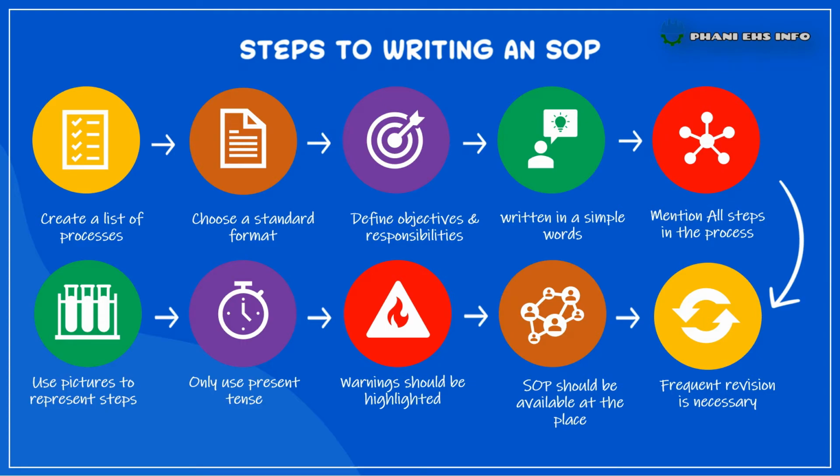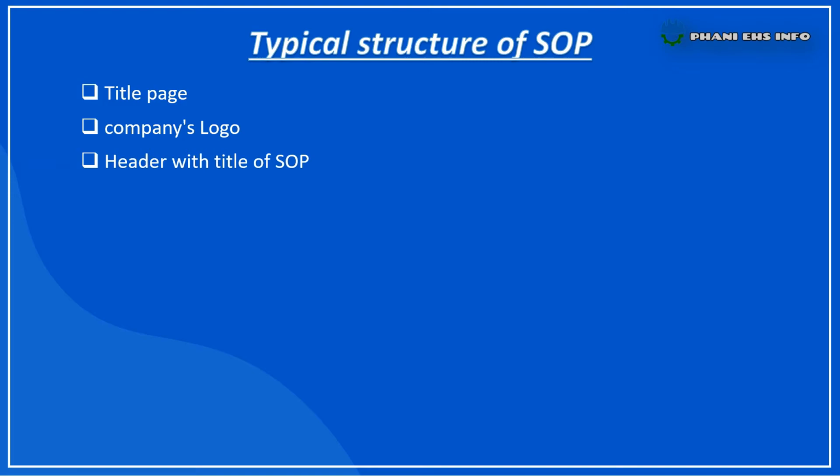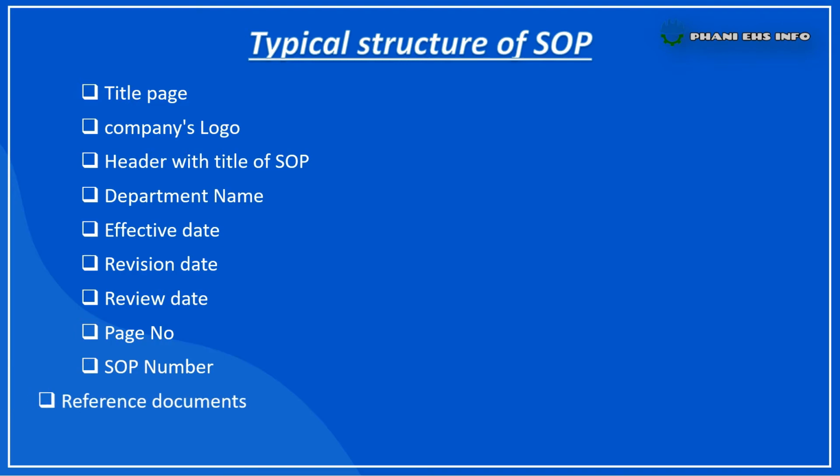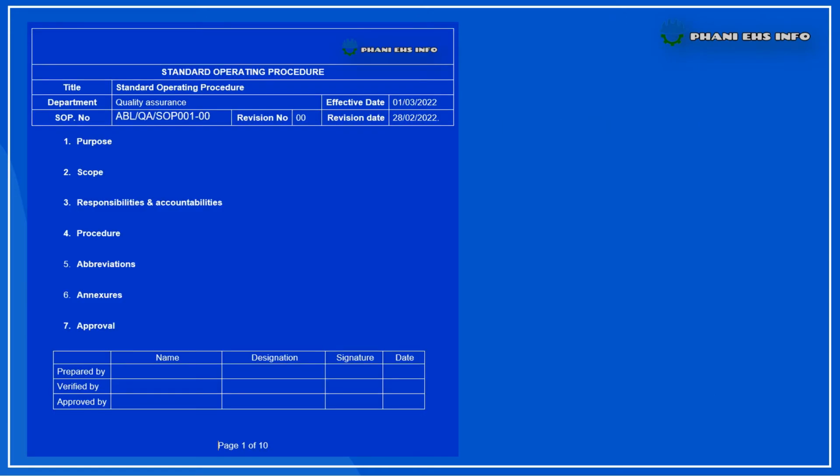So next, a typical structure of SOP. The contents of standard operating procedure should include the following: title page, company logo, header with SOP title, department name, effective date, revision date, review date, page number, SOP, reference document, purpose, scope, responsibility, procedure, footer, approved signatures, prepared by, checked by, approved by, stamp, control copy or master copy, and QA stamp. Let me brief. First one, company logo.